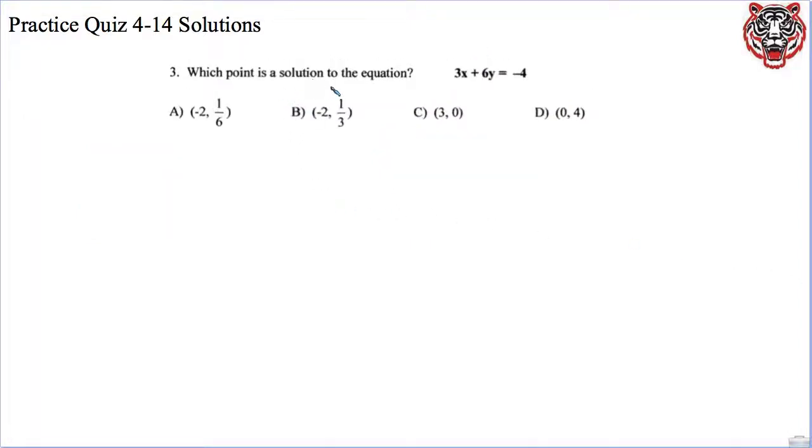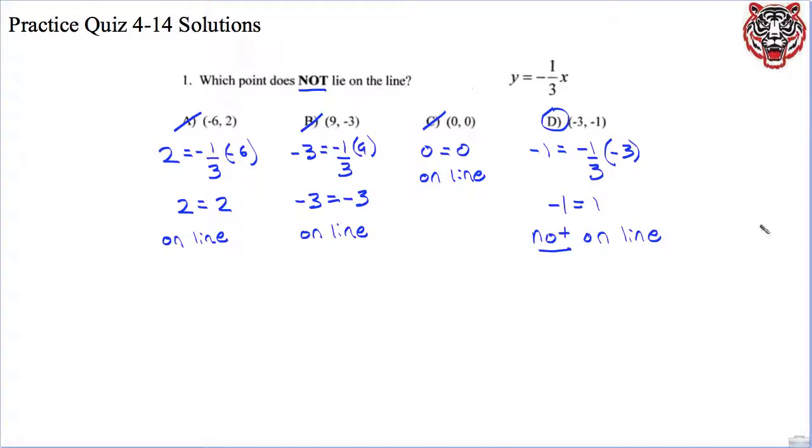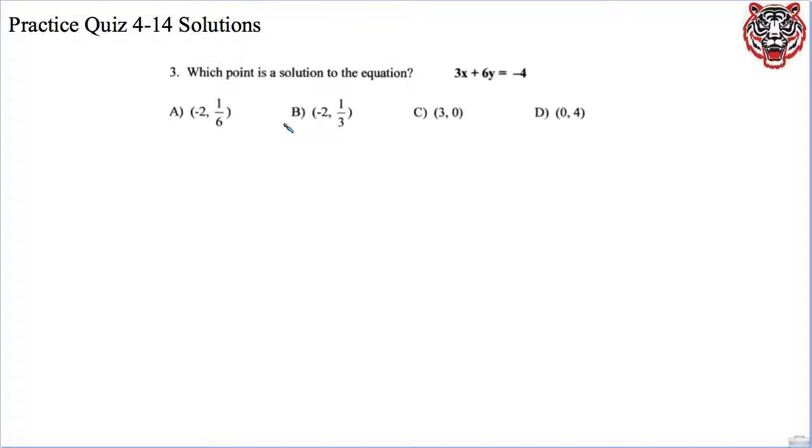So, which point is a solution? This is a little bit weird of a question, but it's asking which of these is on the line. It's the same type of question as number 1. So, I have to go through manually every single one of these and plug them in. I plug in -2 for x, and I get 3 times -2 plus 6 times my y, which is 1/6, and that should equal -4.